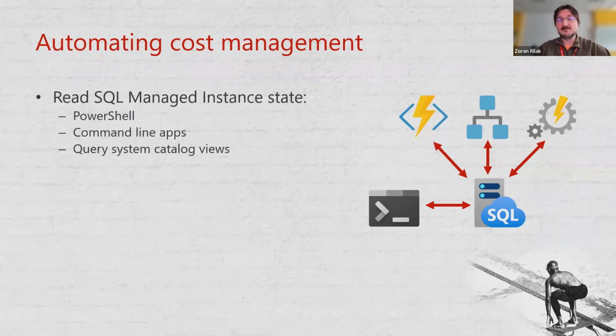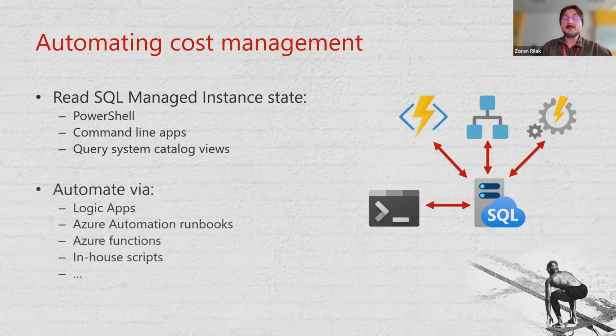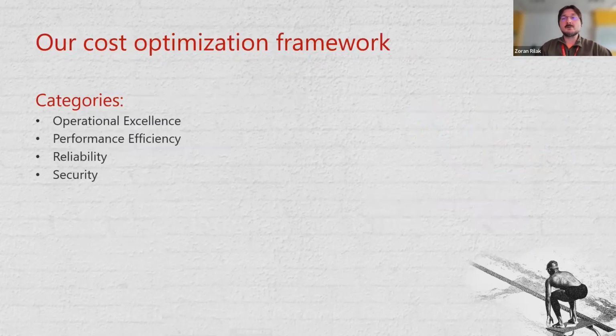You can set up various strategies to monitor the performance of your SQL MI and the utilization of resources. You can read its state by using PowerShell, command line apps. You can query the system catalog views and so on. And then you can apply logic apps, Azure Automation, Azure Functions, or even in-house scripts to react to specific triggers and keep your workloads cost effective. Now, I'm going to hand over to Niko, who will be talking more about our custom optimization framework, in specific about the operational excellence, performance efficiency, reliability, and security.